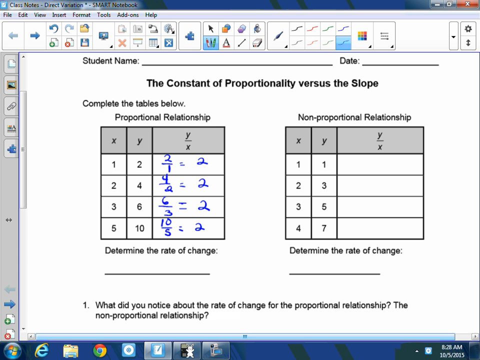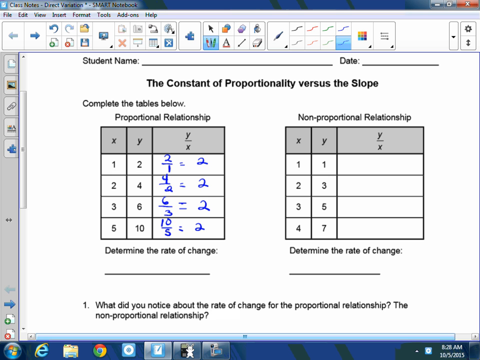Okay, so what do you notice about the proportional? The y divided by x. What is y divided by x? That's my slope. Okay, very good. Y divided by x is my slope. So they're all the same, right? So would you say that this is a constant rate of change? Every time it changes, how much? 2. There you go. Okay, let's do the next one.